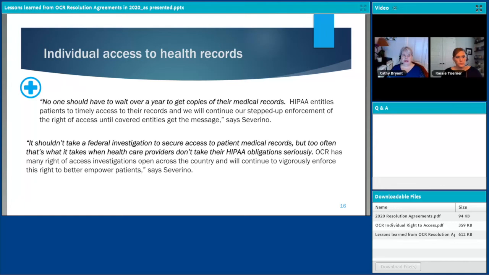Basically, no one should have to wait a year or over a year to get copies of their medical records. And it should not take a federal investigation to secure access to patients' medical records. Too often, that's what it takes for healthcare providers when they don't take their HIPAA obligations seriously. And I think that's a real important thing to think about. It's not only the potential investigation and possible fines, but it's really about meeting your obligation to your patients.